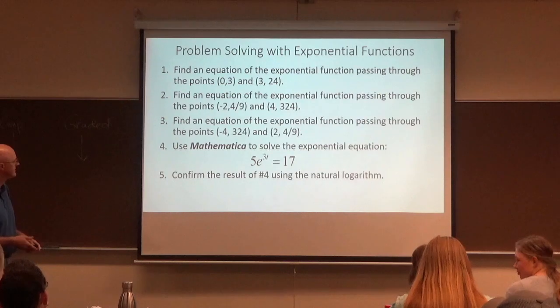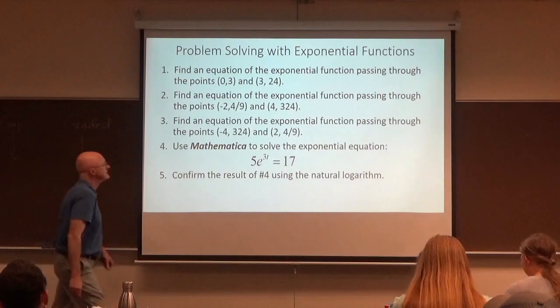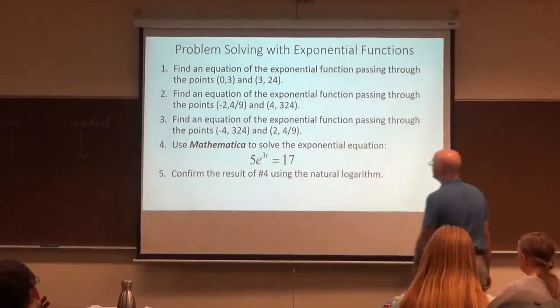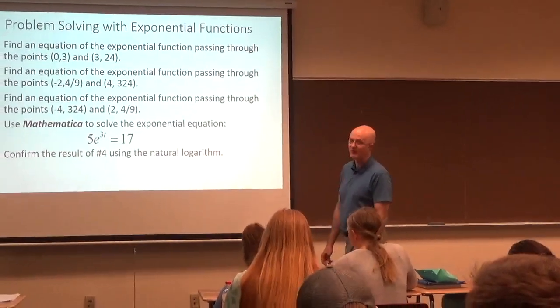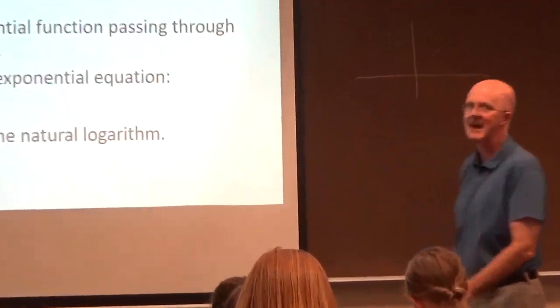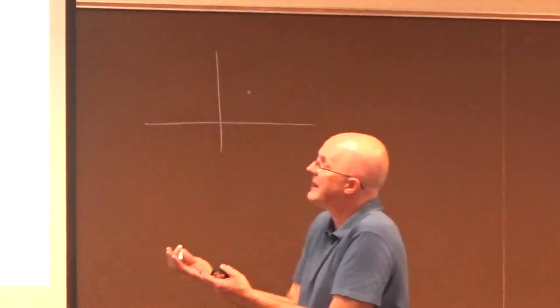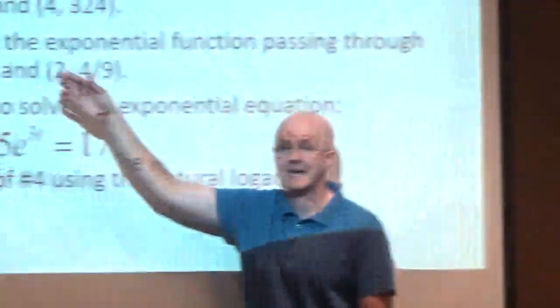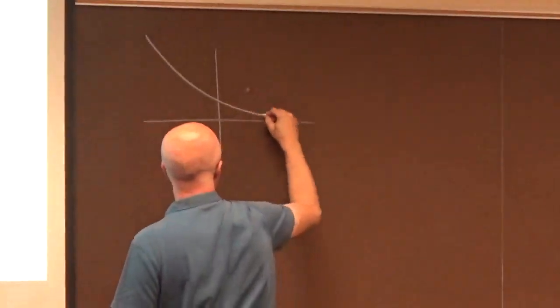Let's go ahead and do number 3 and 4, and probably number 5 as well. Those would be good to do here. So number 3 says, find an equation of the exponential function passing through the points (-4, 324) and (2, 4/9). Okay, so maybe we can draw a graph, but the scale is going to be such that it's not really going to be a very accurate graph. This is going to be an exponential decay function, because when x is -4, y is very large. But when x gets bigger, up to 2, y gets very small. This is going to be an exponential decay function, like that.